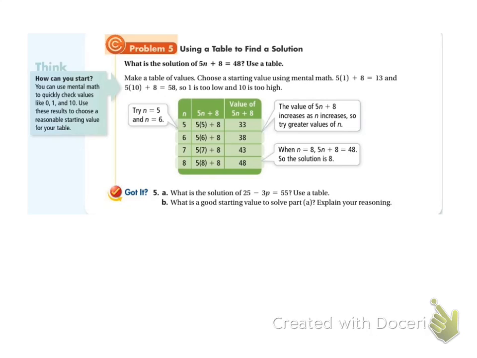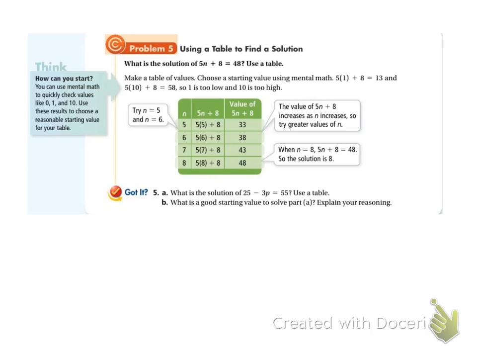Alrighty, using a table to find a solution. If I'm given an expression, I can find the solution by using a table and choosing a number to start at. They start at 5 at this one, and you're going to try different values of n until you get 48, which they were searching for.